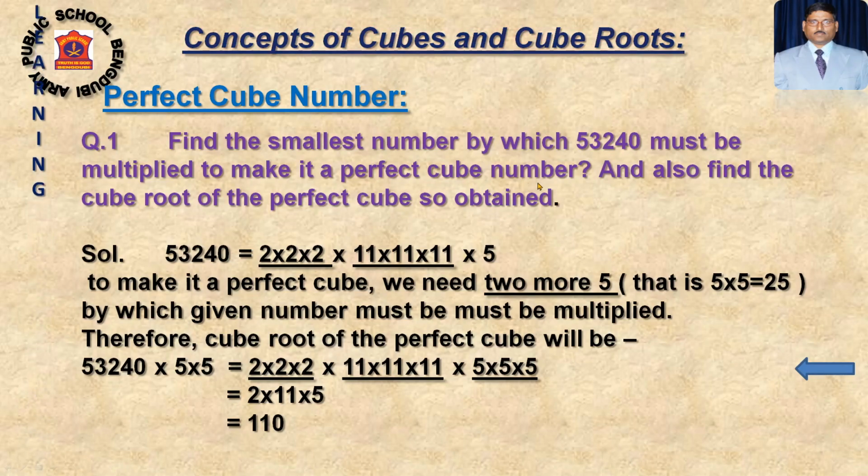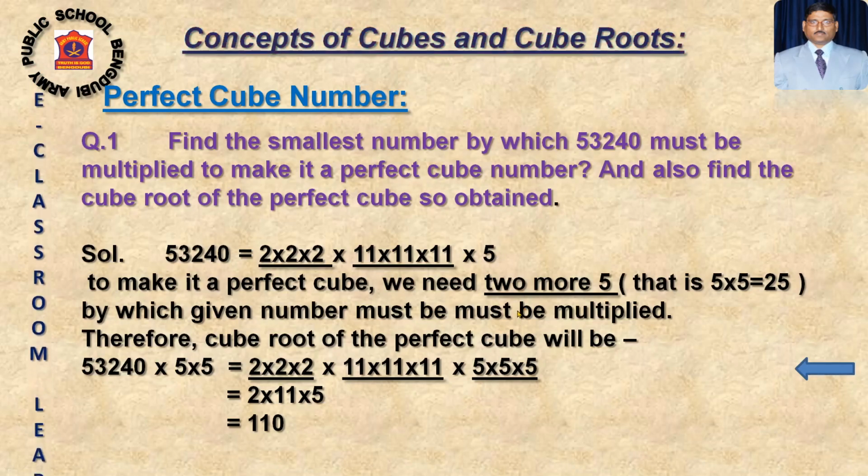Okay, by multiplying, and also find the cube root of the perfect cube so obtained. Say 5324, it is the given number. If I factorize it, what am I getting? A pair of 2s, a pair of 11s, but a 5 alone is there. Now the instruction is, by multiplying you have to get a perfect cube number. So I need 2 more 5s, that is 5 times 5 is 25. If I multiply the given number by 25, then it will be a perfect cube number.